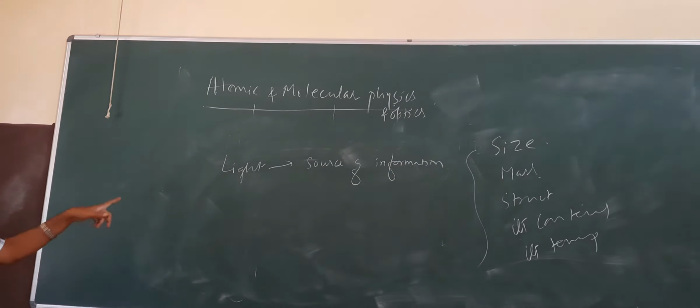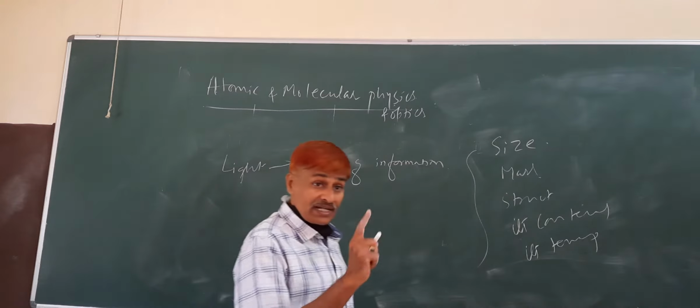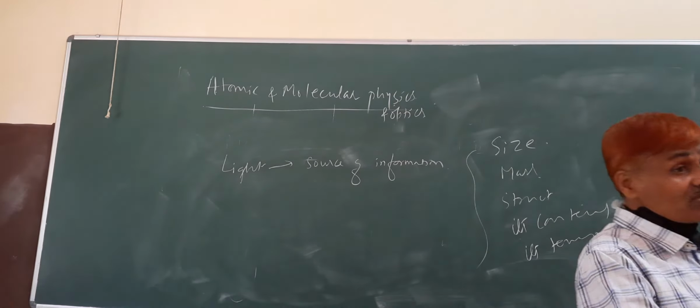Right? For that reason, light is called a powerful source of information. That is the only information that gives us an idea about the celestial bodies, the objects in the sky. So, for that reason, the study of spectrum is very important.